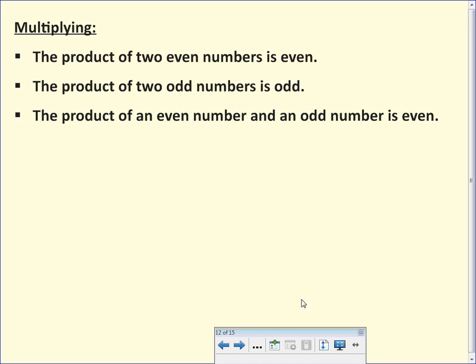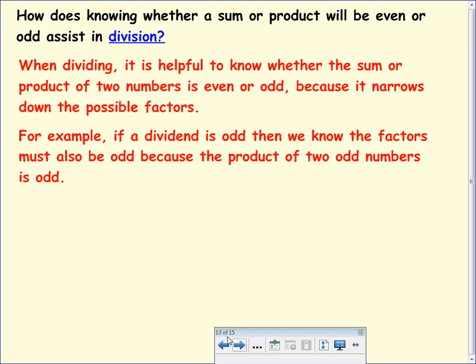Now, why are we doing all this? Why are we back to figuring out odds and evens? How is this going to help me when we just did this whole unit on long division? Well, this will help us when you're looking at your quotient. You're looking at your divisor. Remember, the divisor is the number on the outside. All right. What times my divisor is going to work?